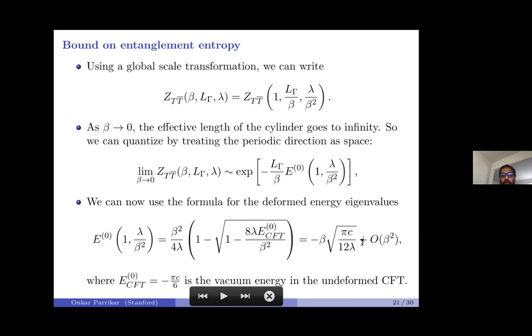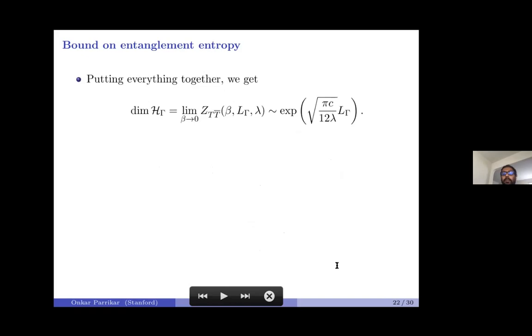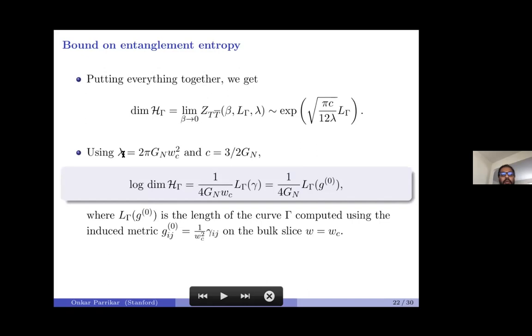Just to mention, E naught is the vacuum energy in the original CFT on a spatial circle of length one. Putting all of this together, the dimension of the Hilbert space on this cut gamma is the beta going to zero limit of this thermal partition function, and it ends up giving you this particular combination. Finally, the T-Tbar coupling lambda is related to the radial coordinate W, and the central charge is related to G Newton using the standard Brown-Henneaux formula. Putting these two values of the parameters in this formula, the log of the dimension of H gamma becomes 1/4 G Newton times the length of the curve gamma.